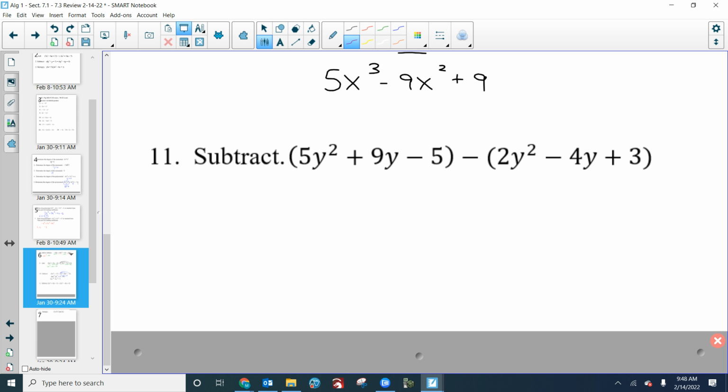So do you add after you distribute? Add or subtract. If it's a negative, you'd subtract.